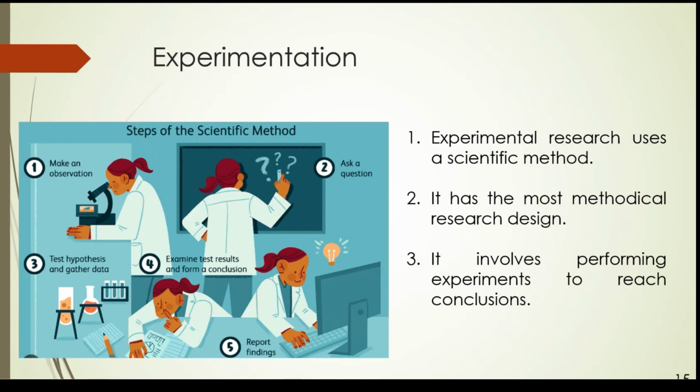So what is experimentation? Experimentation is one of the methods used in the research process. The difference is that it uses a very scientific method. It's very methodical. That means if the step is not correct, the outcome may be biased. We shouldn't trust it. It needs evidence to come up with a conclusion.